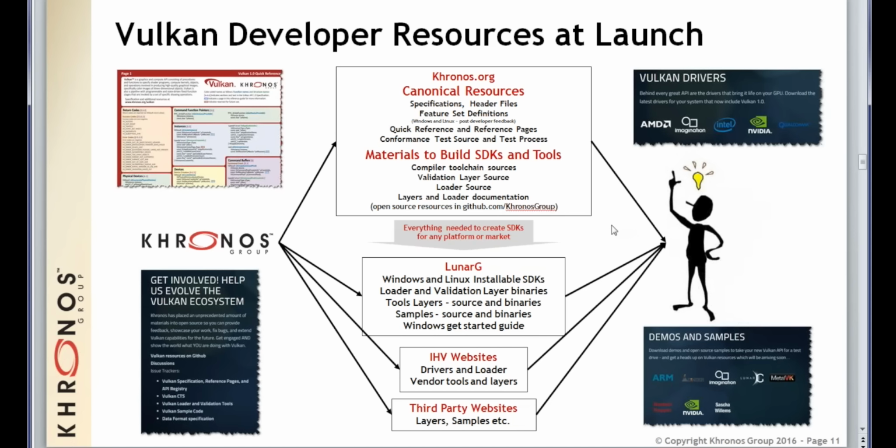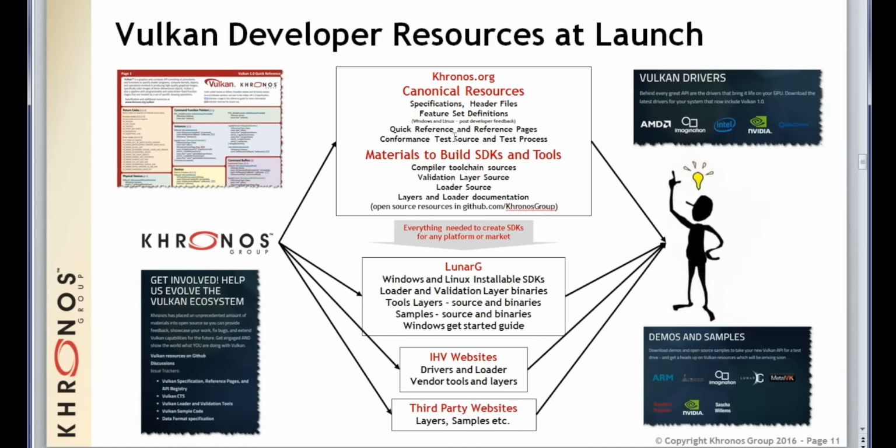There's what we call the canonical information, that's defining the specification itself, the header files, the feature set definitions. They're coming soon. We want to get developer feedback, and then we'll be defining the feature sets. A feature set is a definition of what a platform defines to be necessary to be conformant on its platform. There's all of the reference materials, the quick reference card, which is free for download, reference pages with much more detail, and conformance tests and the test process. And again, for the first time in Khronos' history, all of that is in open source. The specification source is uploaded, the reference card, reference pages, and the conformance tests.